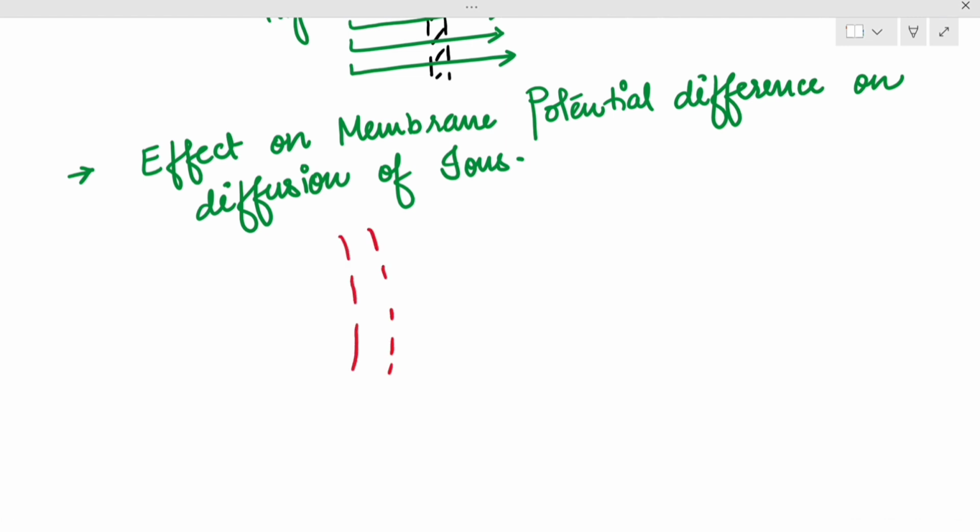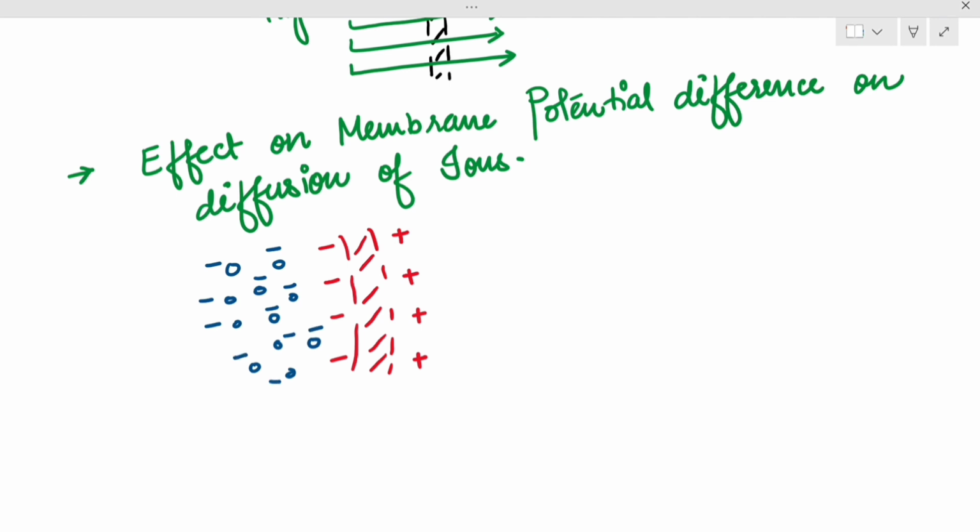Okay, suppose this is a membrane. Now, on one side there is a negatively charged part, and on the other side there is a positively charged part. And on the negatively charged side, there are negative ions. Okay, these are negatively charged.